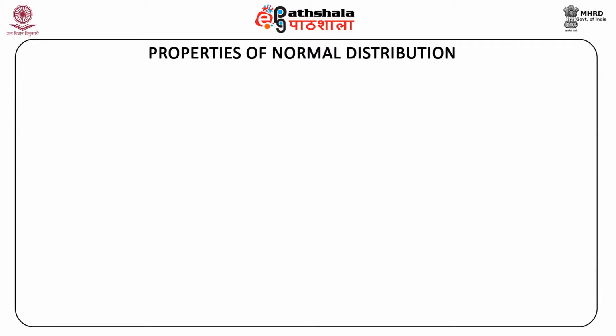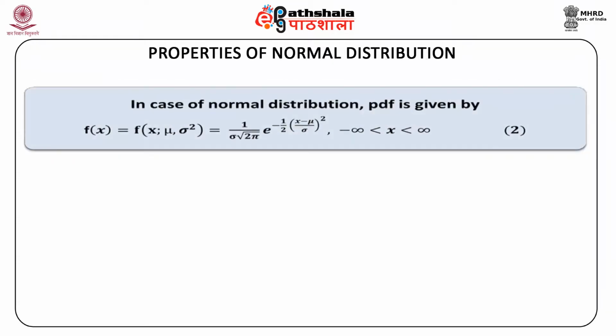A continuous random variable x is said to have a normal distribution if its probability density function, PDF, is given by the following equation. f(x) is equal to f(x; mu, sigma squared), which is equal to 1 divided by sigma times the square root of 2 pi, times e raised to the power of minus half times ((x minus mu) divided by sigma) the whole squared. Here x lies between minus infinity and plus infinity.